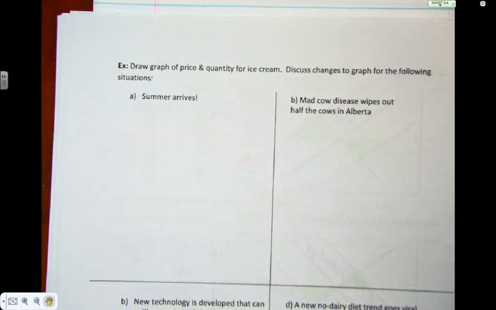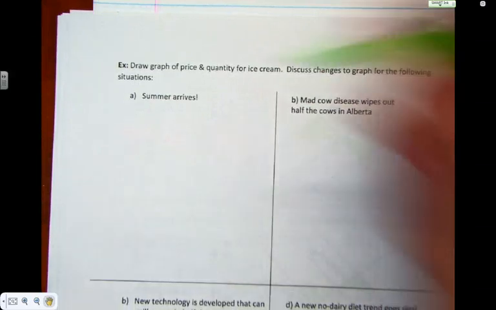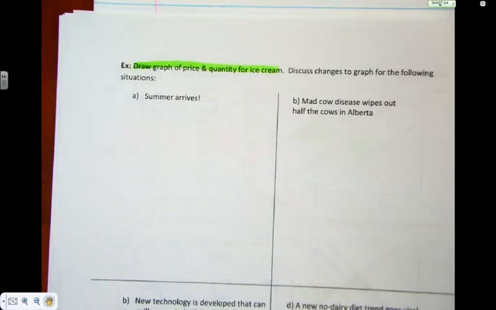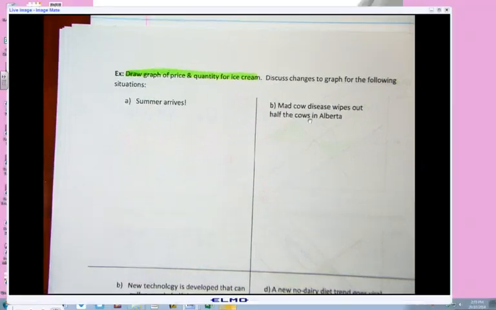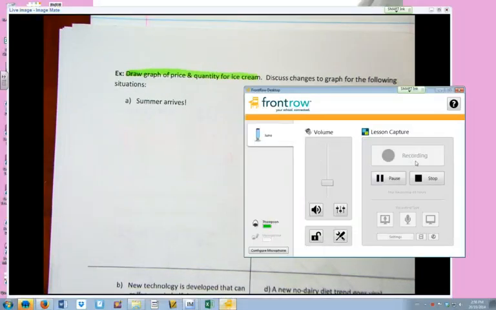Okay, so let's do an example similar to what your worksheet's going to look like. So you're going to draw a graph about price and quantity of ice cream when some things happen. Okay, so what we're doing is those shifts either in price or shifts in demand, shift in supply, so exactly what we did last unit. We're just now going to talk about the excess and the surplus.